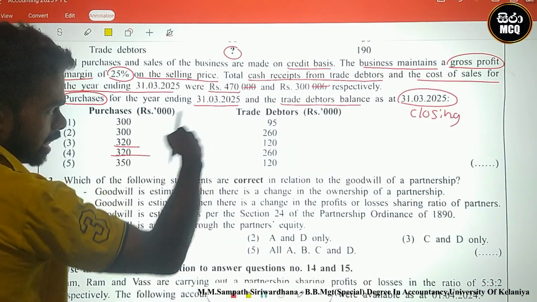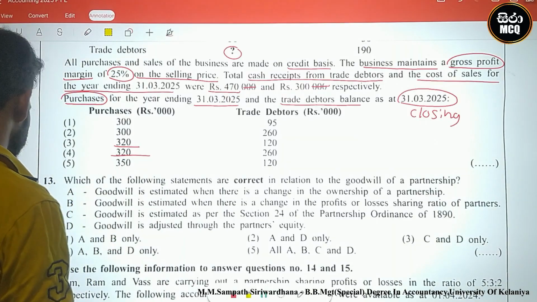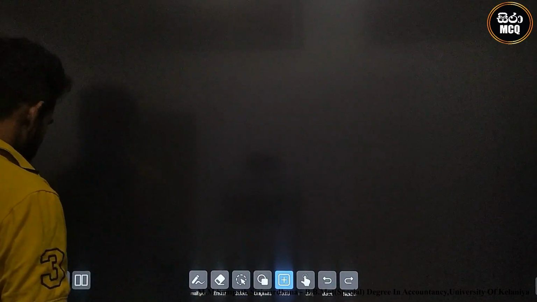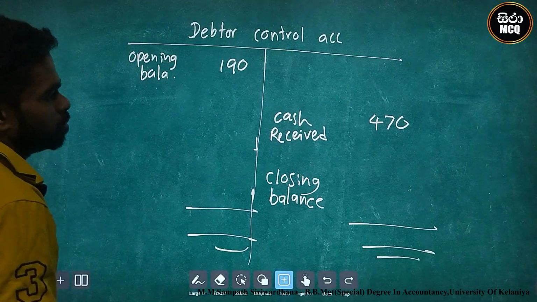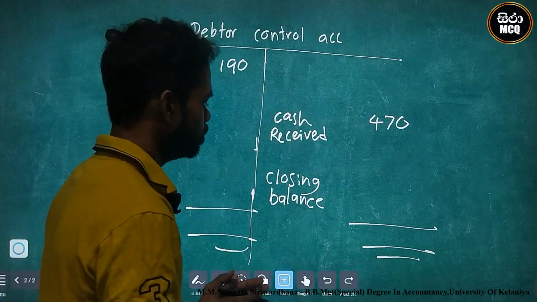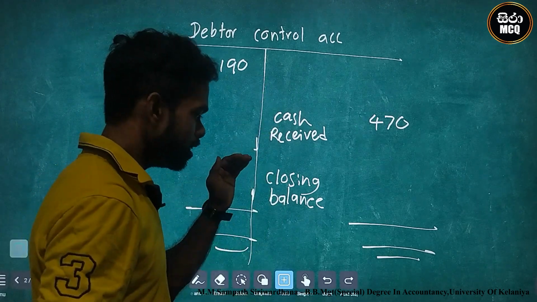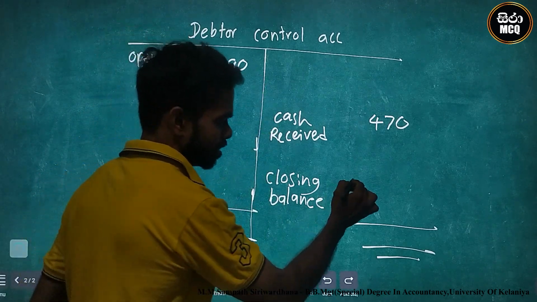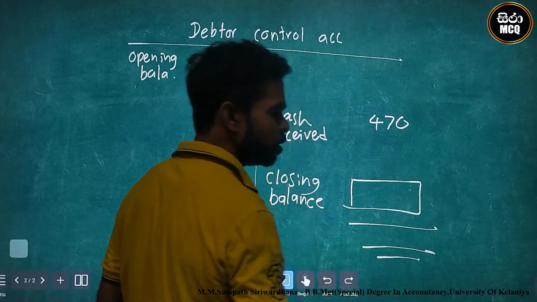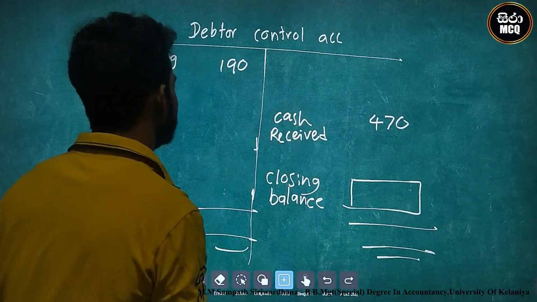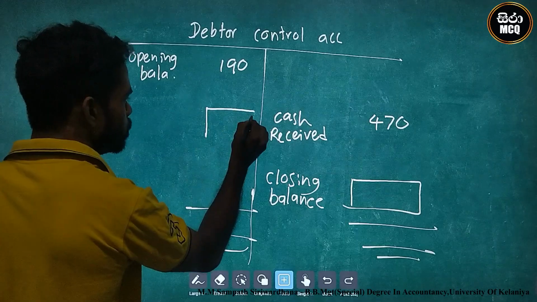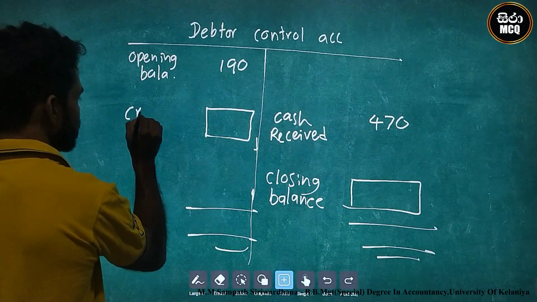Purchases. What is the trade debtor balance? Trade debtor balance is the debtor control balance. There is a deficit in the account. There is a closing balance. They request us closing balance carried down. But there is a deficit. What is the deficit? You know what the credit sales is.